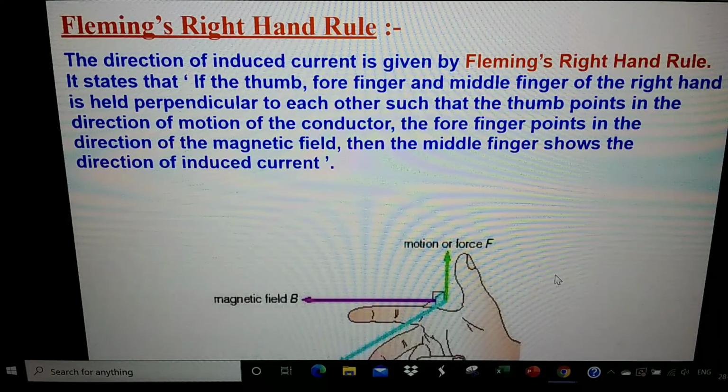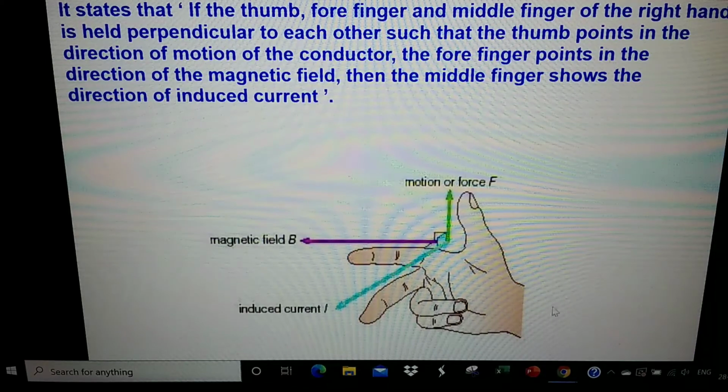Coming to Fleming's right-hand rule. The direction of induced current is given by Fleming's right-hand rule. It states that if the thumb, forefinger and middle finger of the right hand are held perpendicular to each other such that the thumb points in the direction of the motion of the conductor, the forefinger points in the direction of the magnetic field, then the middle finger shows the direction of induced current. So this is the thumb, motion of the conductor; forefinger, magnetic field direction; and middle finger shows the direction of induced current.